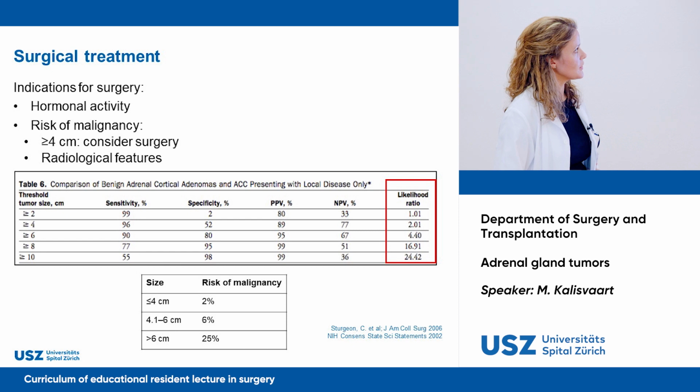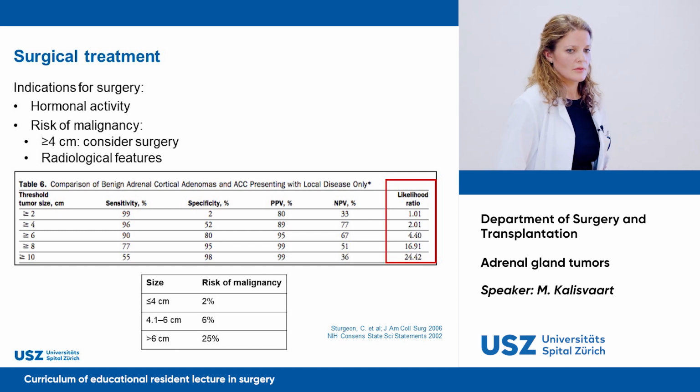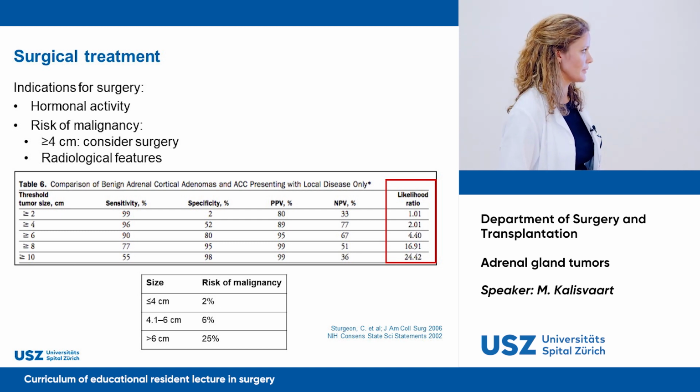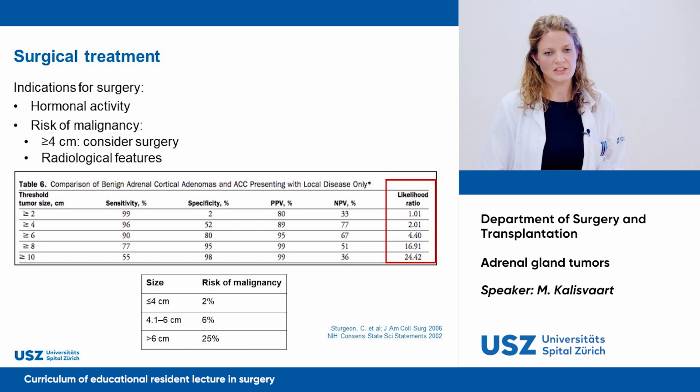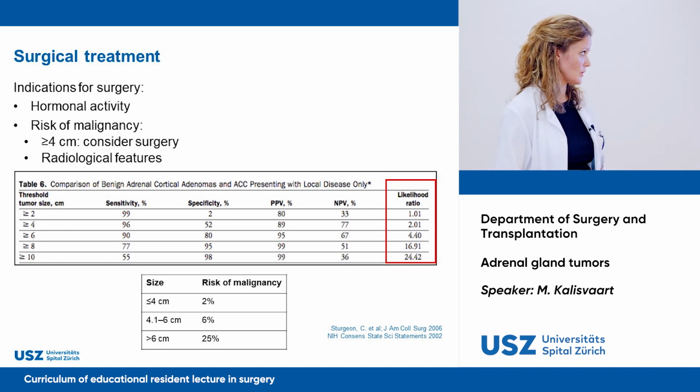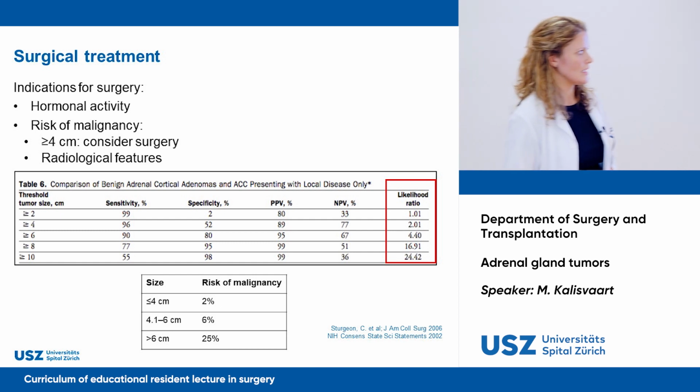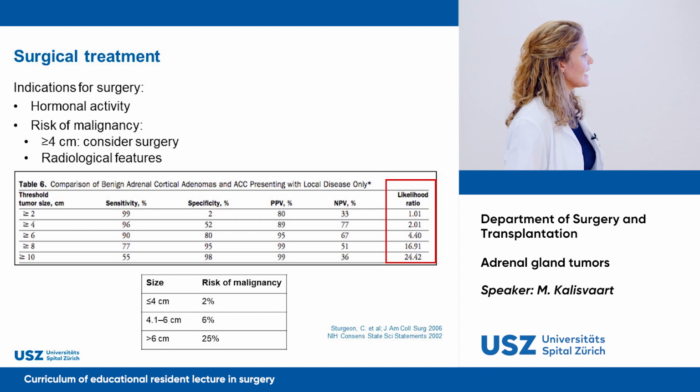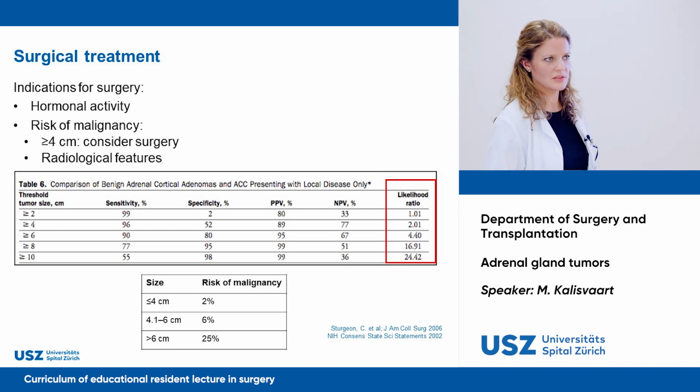Then the surgical treatment, or the indications for surgery, as I said, are hormonal activity or the risk of a malignancy, and radiological features are important here, like an inhomogeneous lesion, but size is actually one of the main concerns. If a lesion is more than 4 centimeters in diameter, surgery should be considered. As you can see in this table from a study in 2006, the likelihood of a lesion being malignant exponentially increases with the size of the lesion. It's actually said that if a lesion is less than 4 centimeters in diameter, there's only a 2% risk of malignancy, compared to when it's more than 6 centimeters, where 1 in 4 patients will have a malignant lesion.